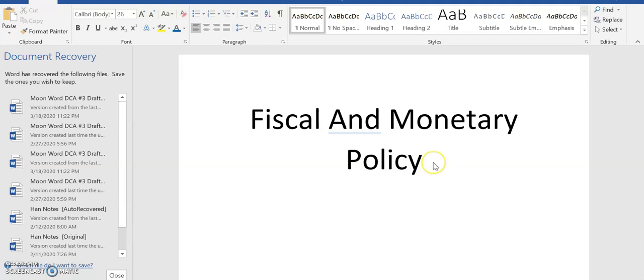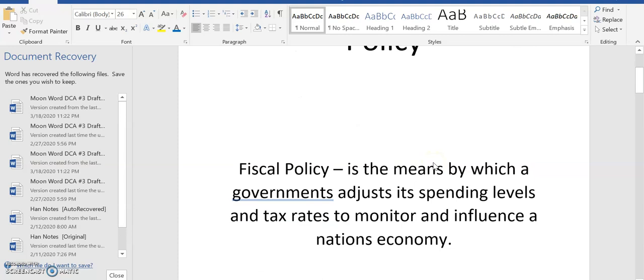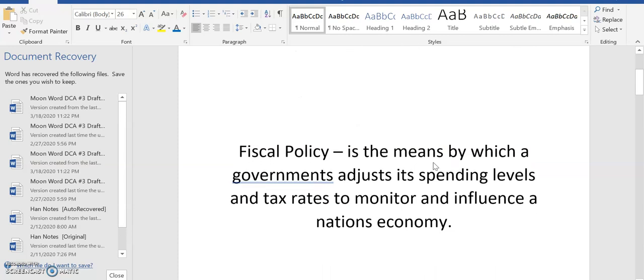So fiscal and monetary policy. We're going to start with some basic definitions. Fiscal policy is the means by which a government adjusts its spending levels and tax rates to monitor and influence a nation's economy. So that is fiscal policy in defined terms. And you can pause the video and take that down if you would like.